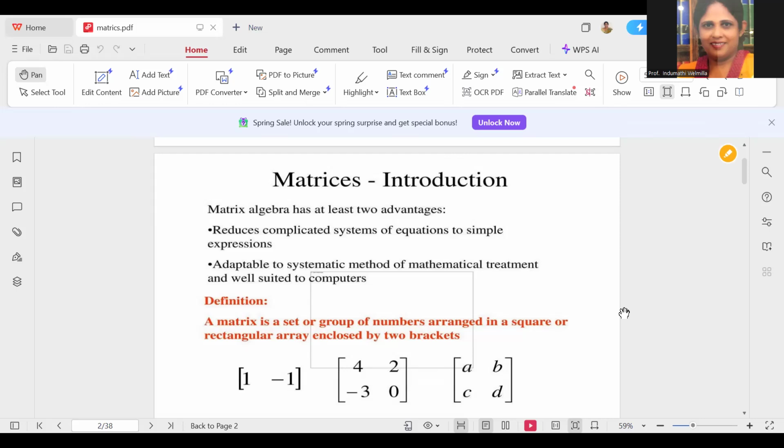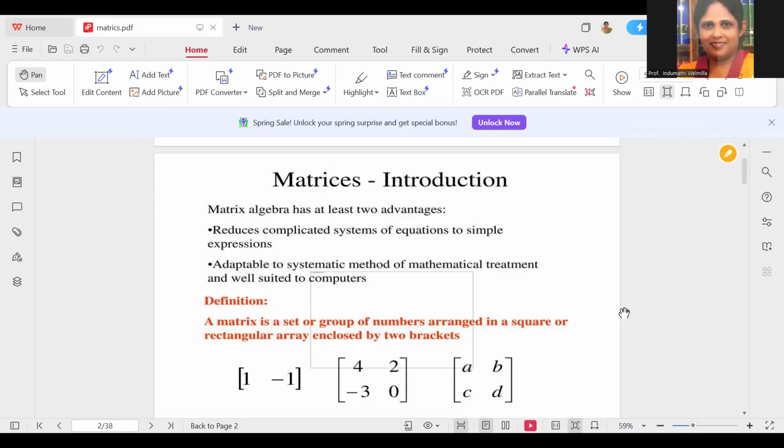This is very important because matrix algebra has many advantages. Most of the time we can use it to reduce complicated systems of equations and to simplify expressions. Also, we can adapt it to a systematic method of mathematical treatment, and it is well suited to computers. So what does this matrix mean?